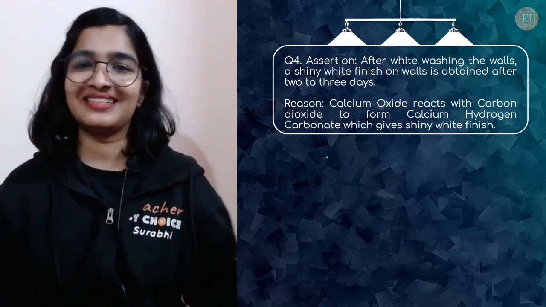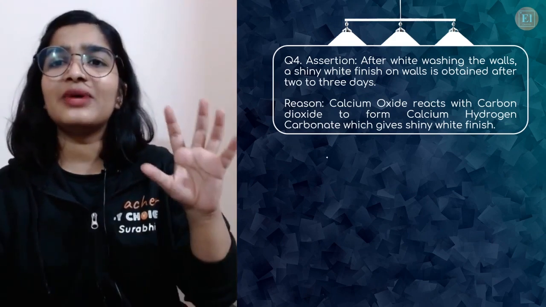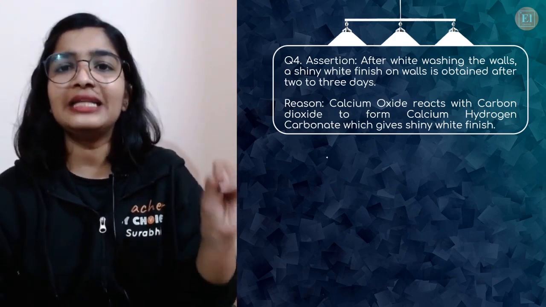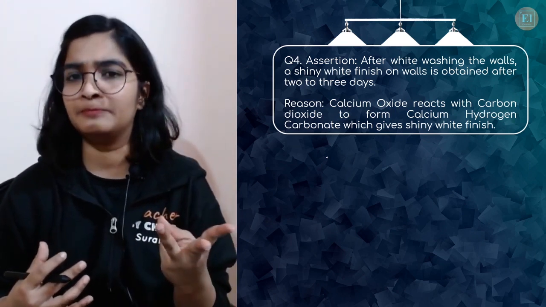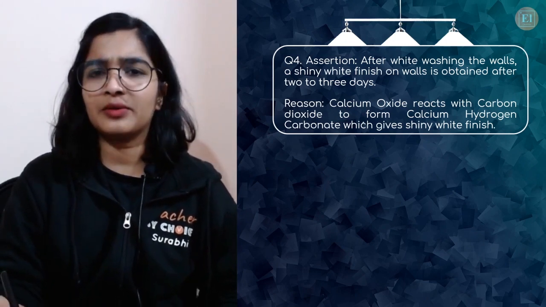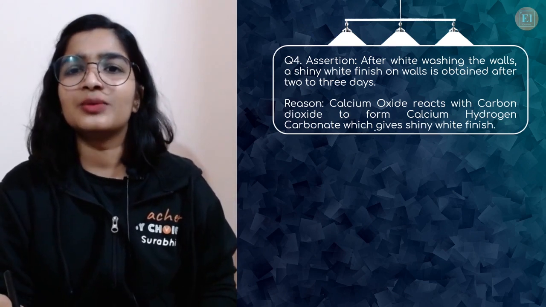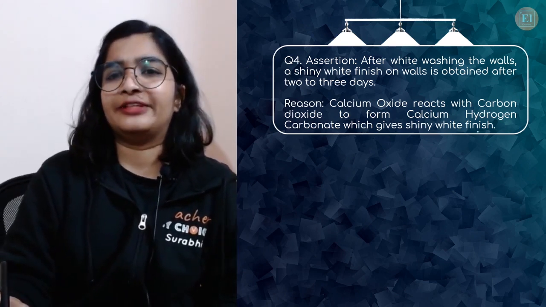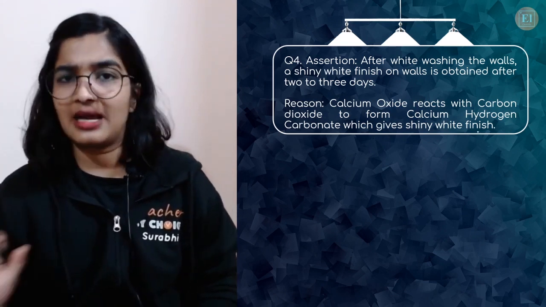So fourth question, everyone's favorite, assertion and reasoning. Let's see what it is. After whitewashing the walls, a shiny white finish on walls is obtained after 2 to 3 days. The reason is calcium oxide reacts with carbon dioxide to form calcium hydrogen carbonate, which gives a shiny white finish. What do you think, people? See, the assertion is right. Yes, I completely agree.